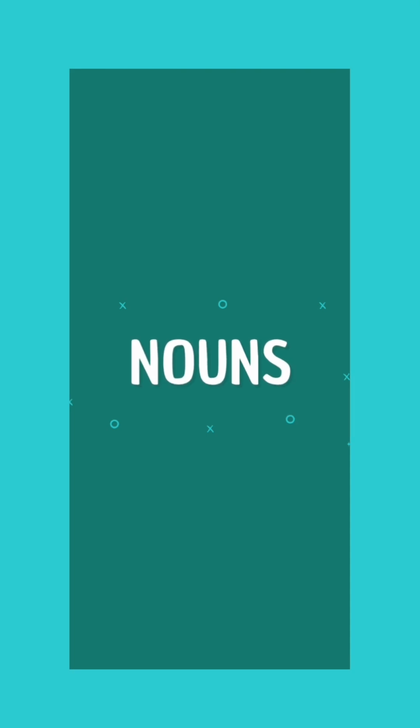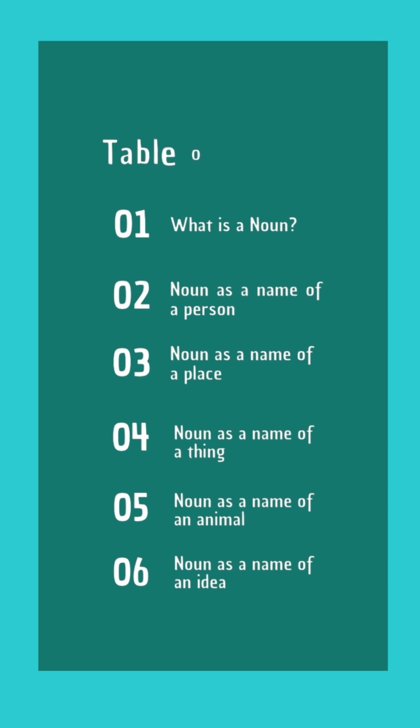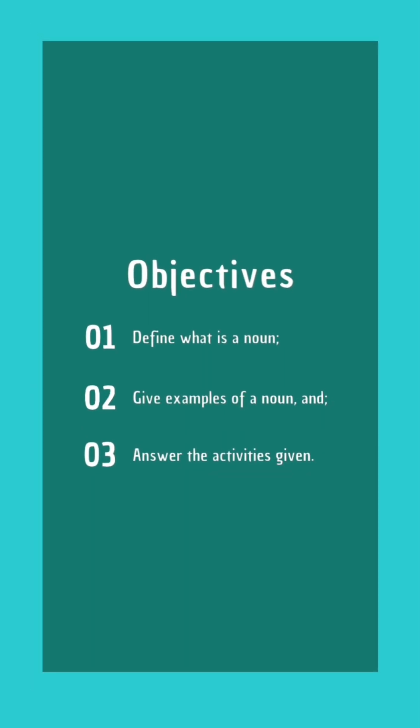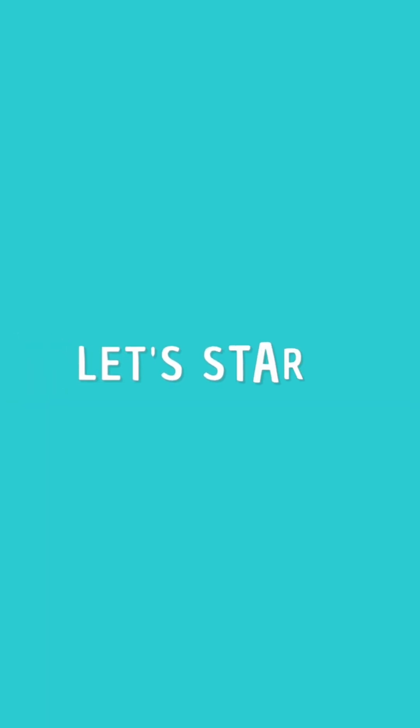Today we are going to learn about nouns, one of the most important parts of English grammar. Here's what we will cover today. What is a noun? Noun as a name of a person, noun as a name of a place, noun as a name of a thing, noun as a name of an animal, and noun as a name of an idea. Till the end of this video, you will know what a noun is. You will be able to identify examples of nouns, and at the end of the video, we will have a fun activity. So let's begin the journey.